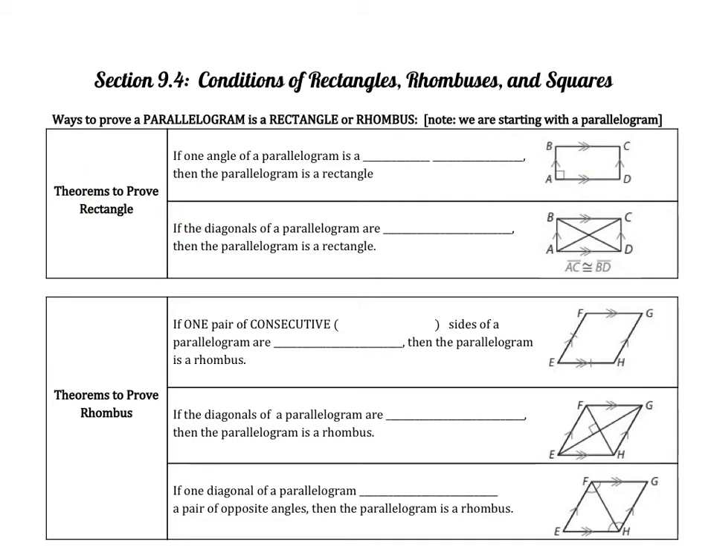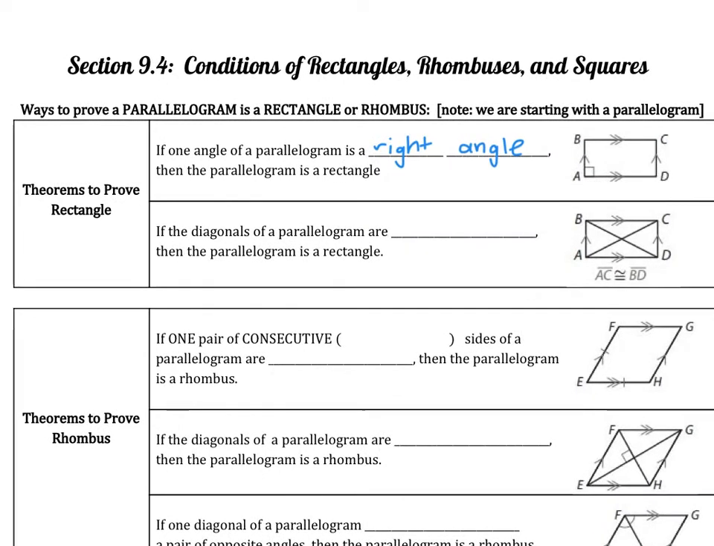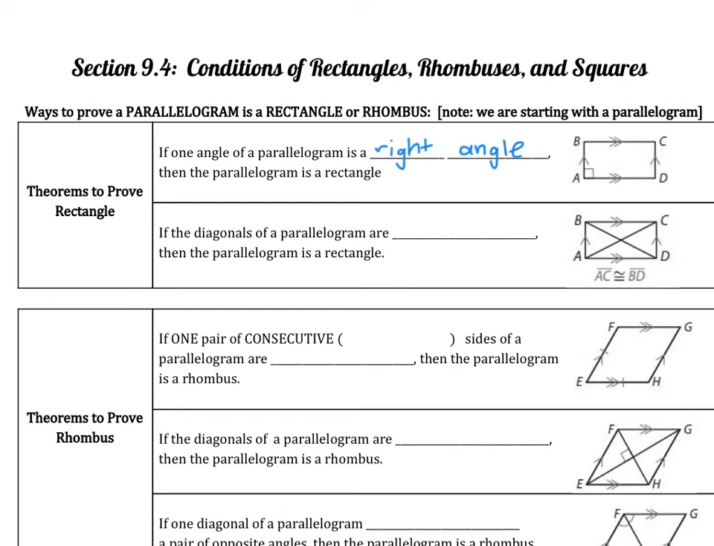So here's two different ways to prove that a parallelogram is a rectangle. If one angle of a parallelogram is a right angle, meaning 90 degrees, then we can conclude that the parallelogram can be considered a rectangle. The reason for this is that if one is a right angle, since the lines are parallel, then we know that these are going to be supplementary, so this must also be 90, this must be 90, and so must this. So therefore they would all become 90 degrees.